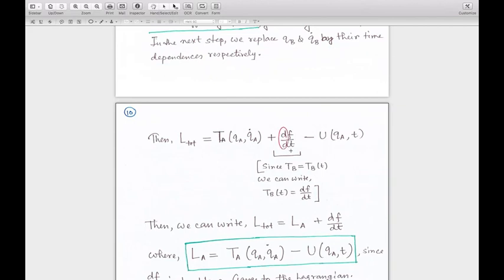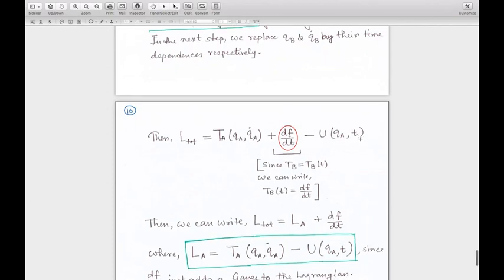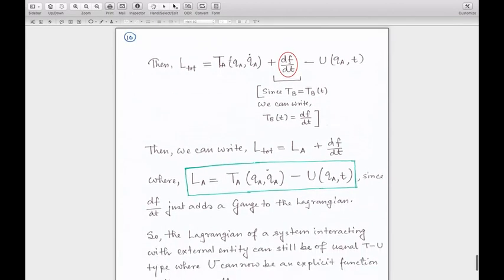So this will be df/dt, where f is a function of time, so it will work as a gauge, like a term of symmetry transformation of the Lagrangian. And the last term, minus U of QA, QB, will now be simply U of QA and t. So QB's role will now be replaced by t. So basically you see that if I call this TA of QA, QA dot minus U of QA and t to be LA, then L tot will be equal to LA plus df/dt.